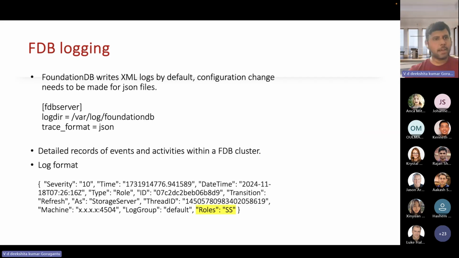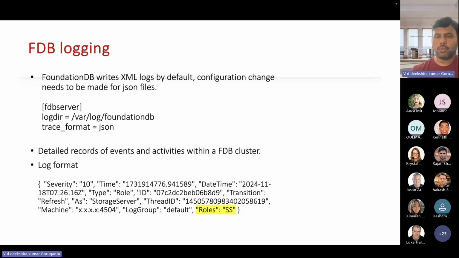Then I'm coming to the FDB logging. By default, FoundationDB writes all the logs in XML format. But if you want the files in JSON format, you have to update this configuration in the FoundationDB config file: trace format, we have to put it as JSON.